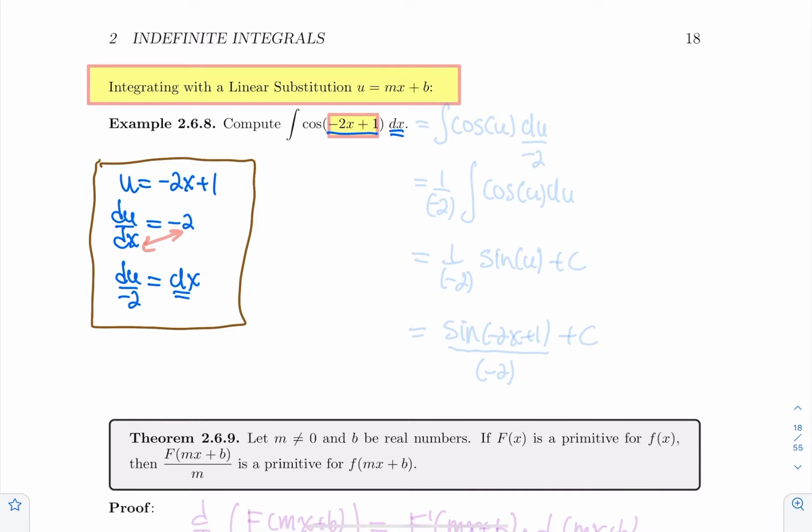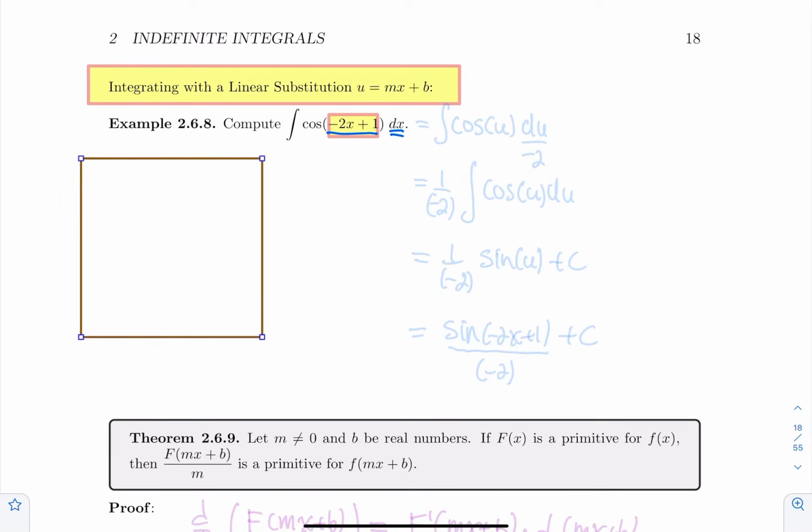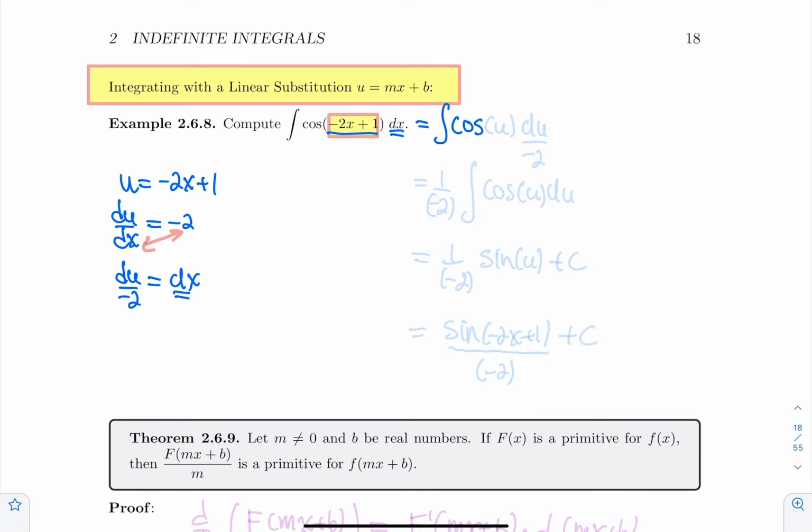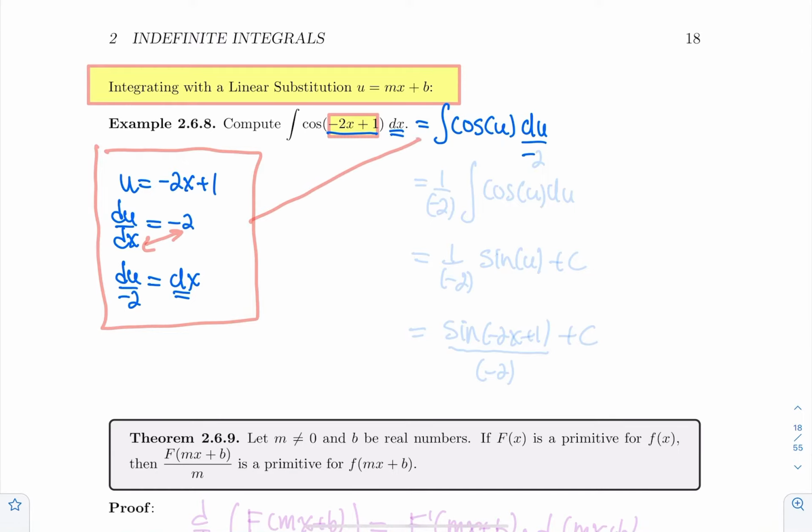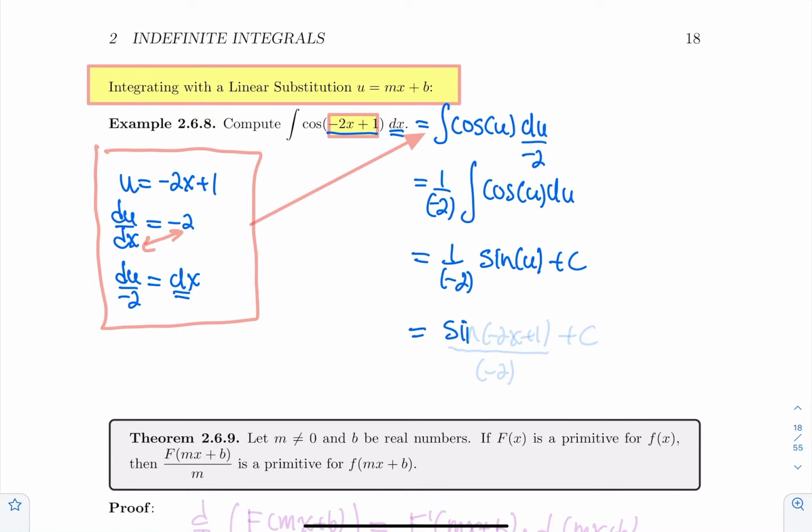So this integral becomes the integral of cos u, and dx is replaced by du over -2. Of course, the over -2 can go up front as 1 over -2. I'm going to leave it like that for now. The integral of cos u du, the integral of cos is sine. So you get 1 over -2 times sin u plus c, where u is -2x + 1.